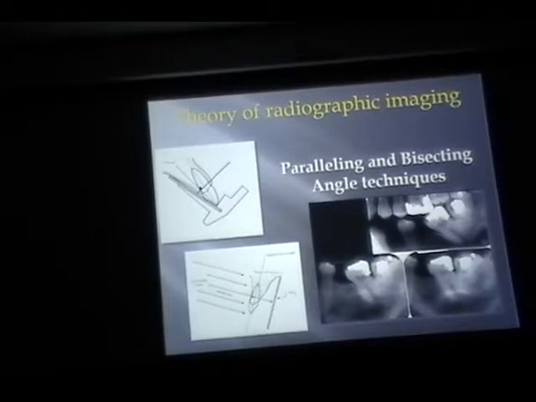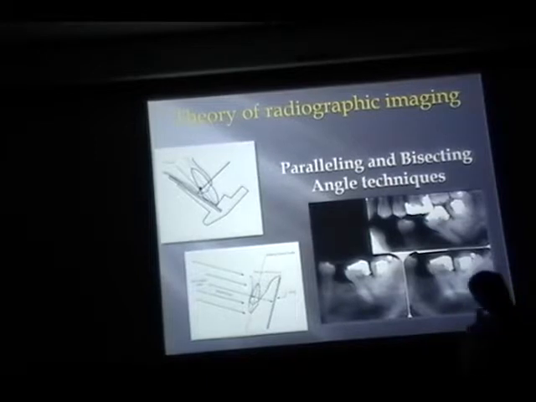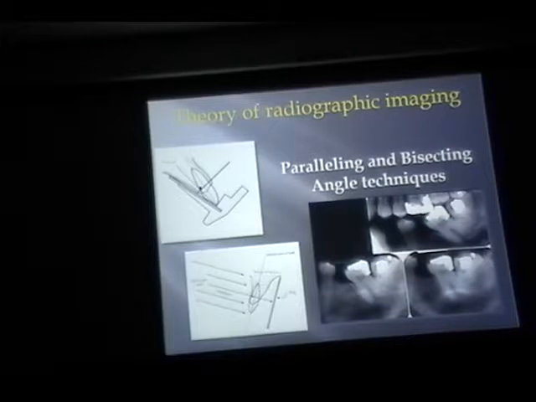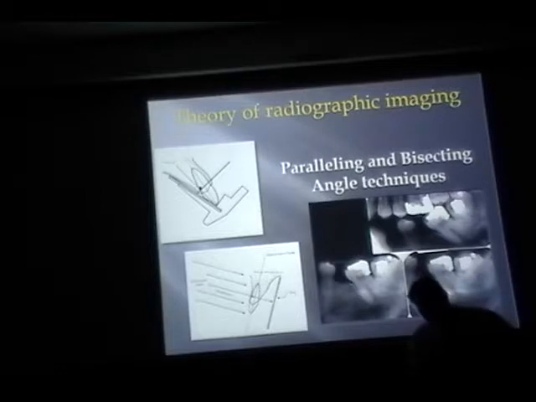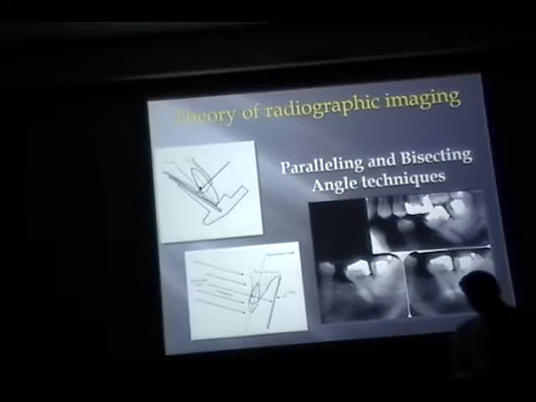And we talked about the paralleling technique. Paralleling technique is the ideal, so make sure that everything is parallel when you put the object, the sensor, everything. You could use bisecting angle if the paralleling technique fails or you cannot achieve it. For example, if there is a mandibular torus or palatal torus, then in that scenario we could use bisecting angle. Generally, I don't recommend using it because it has a lot of flaws.